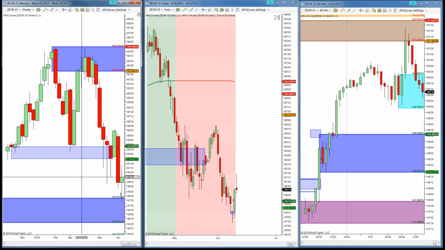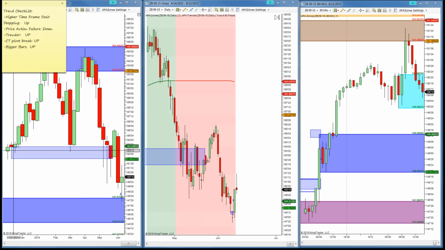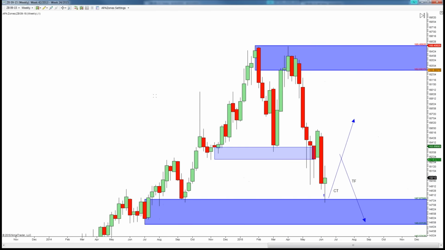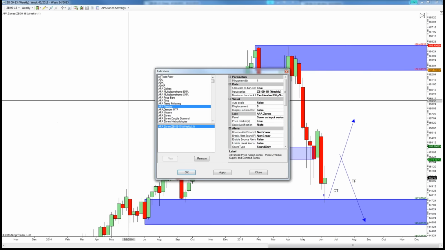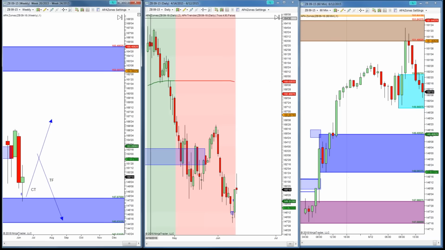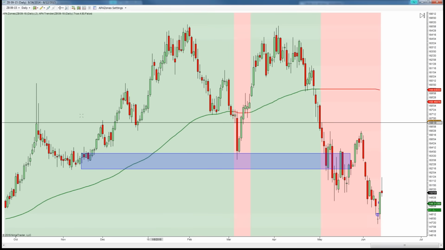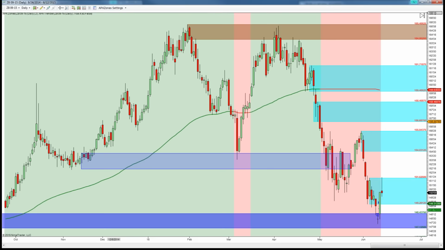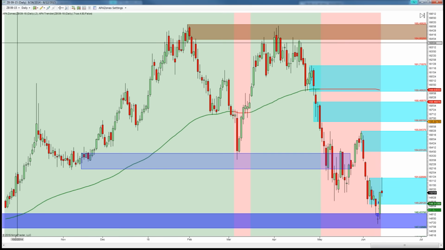Now, technically, I should probably take a little bit more time here, and I'm going to do it just because this one's a little tricky. And I have a wonderful checklist that I can use to help me define trend just to make sure that I'm doing it very systematically. So I'm going to do that here on the daily time frame. I'm going to turn on my zones. And I'm just going to run through this real quick.